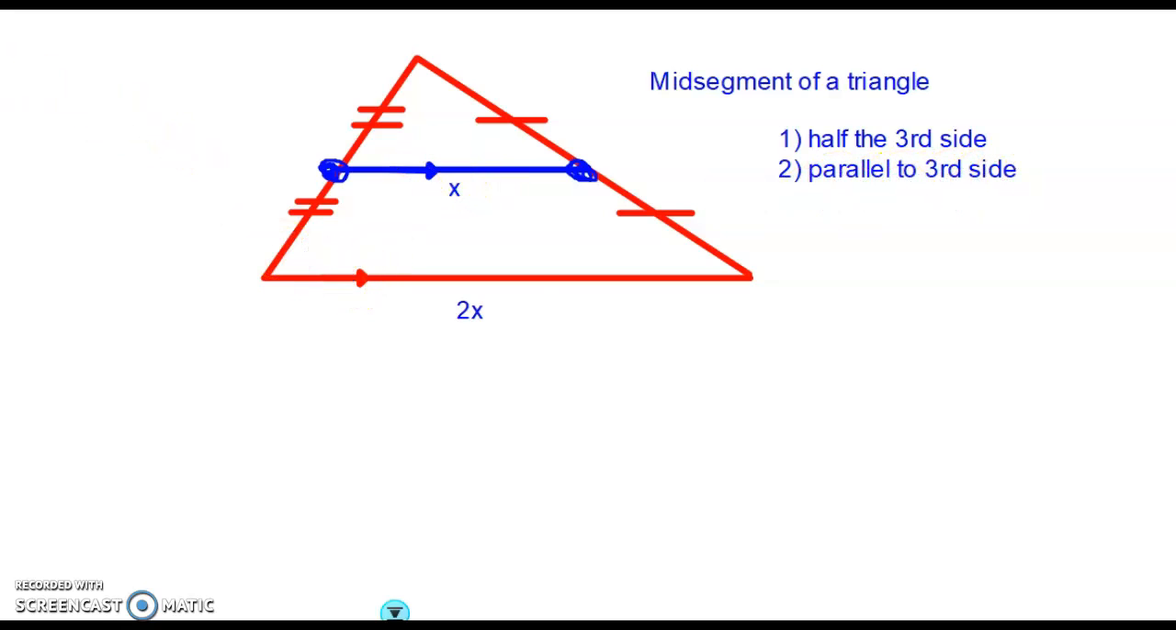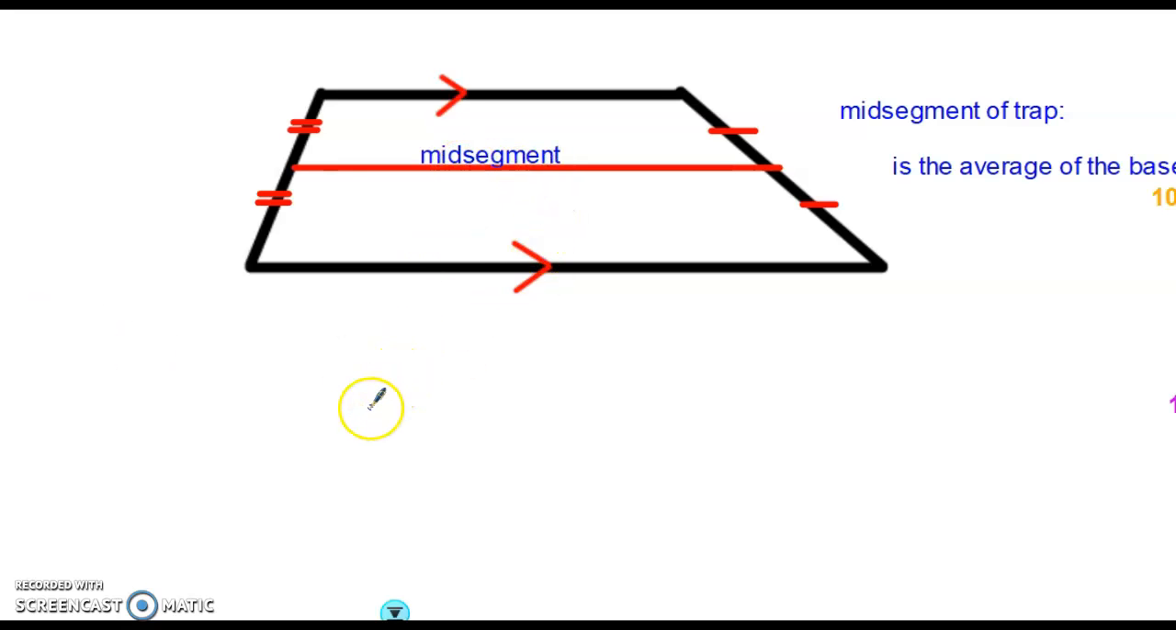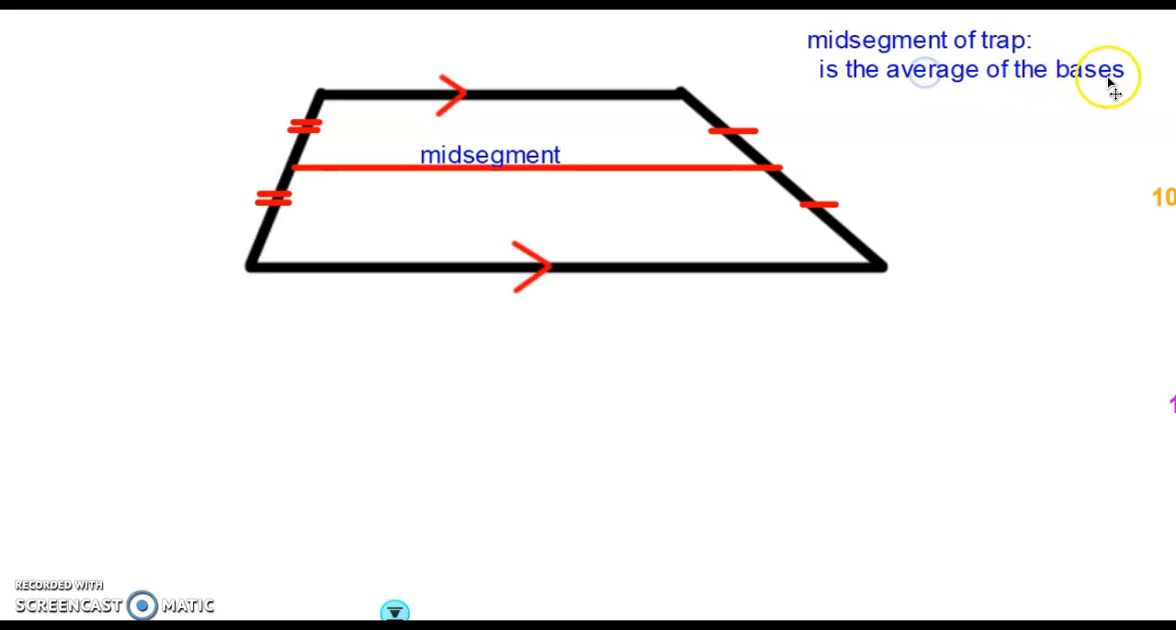Well, we have a mid-segment of a trapezoid. And look at the definition here, folks. It's the average of the bases. So, top and bottom, when we add them up, guess what? We're going to get the mid-segment. Add them up, average, add them up and divide by 2. Oh, I almost did a baddie. So we have to add the top and the bottom up and divide by 2.